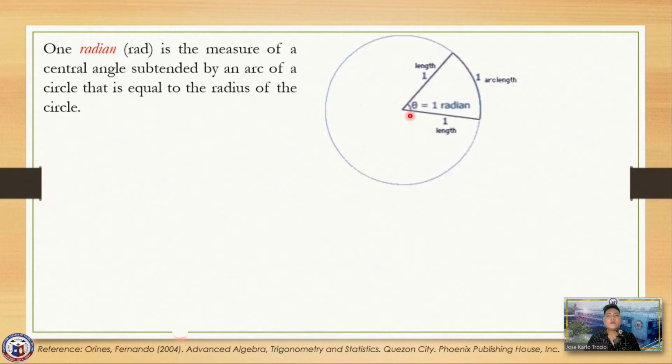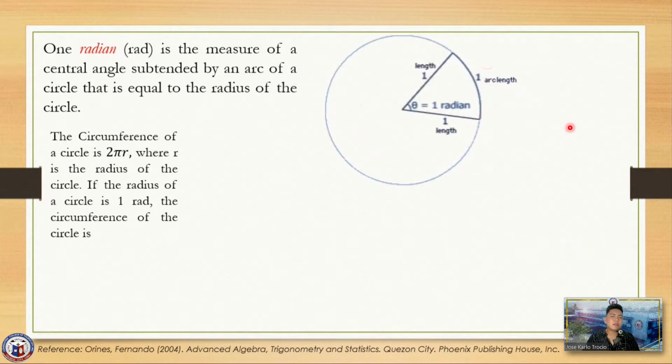So as you can see, for example, one arc length is equal to 1 unit, and the radius is also 1 unit, and the other radius is also 1 unit, so they are equal to each other. That is what we call the radian. And the arc length, you'll be familiarizing yourself with all about the arc length, something to do with the radius.